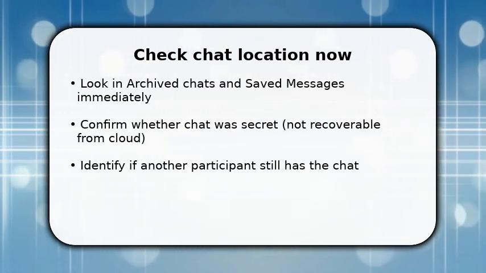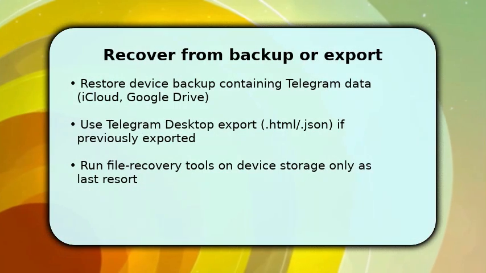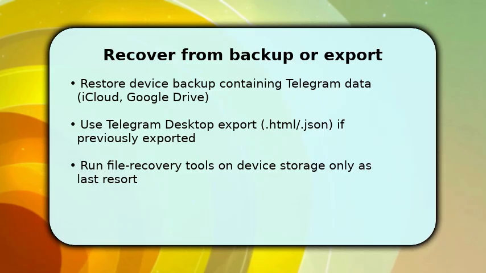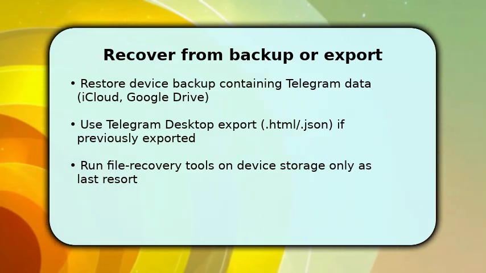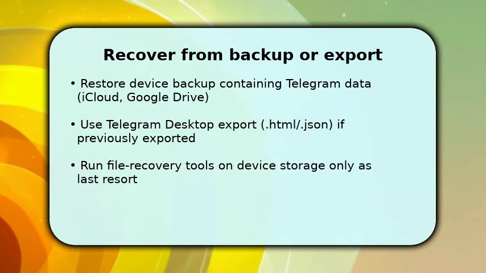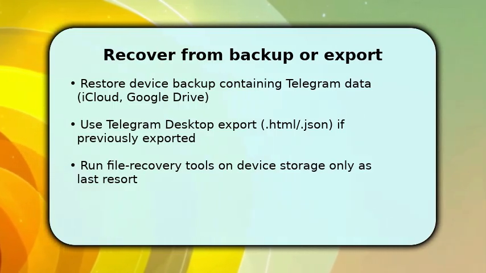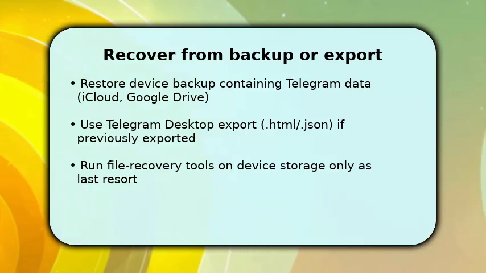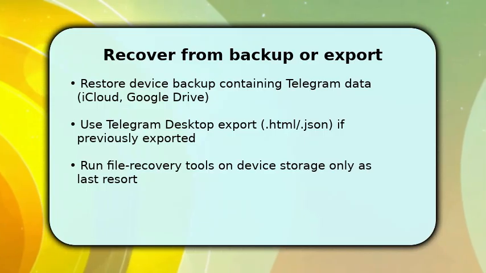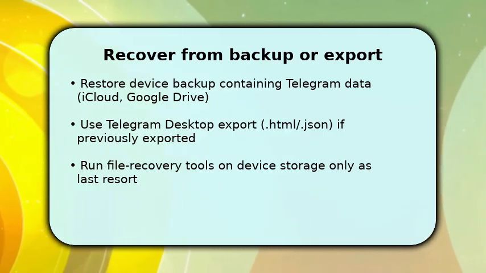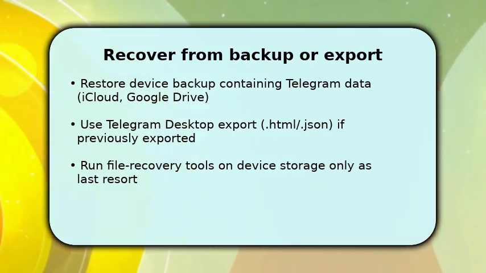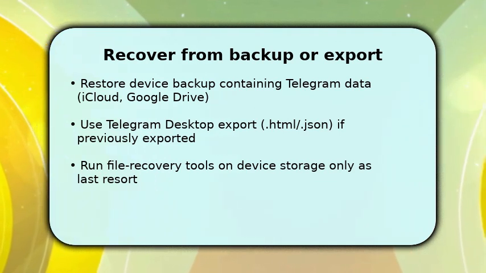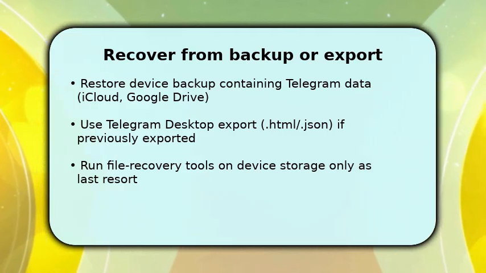If you have a device backup that predates deletion, restore that backup and keep the device offline until Telegram syncs to preserve older data. This recovers cloud and local app files. If you previously exported chats via Telegram desktop, import or open the exported file and locate the conversation there. If neither exists, consider file recovery software for local app storage on Android or iOS. But understand recovery chances drop quickly and require root or image access. Proceed carefully to avoid overwriting recoverable data.